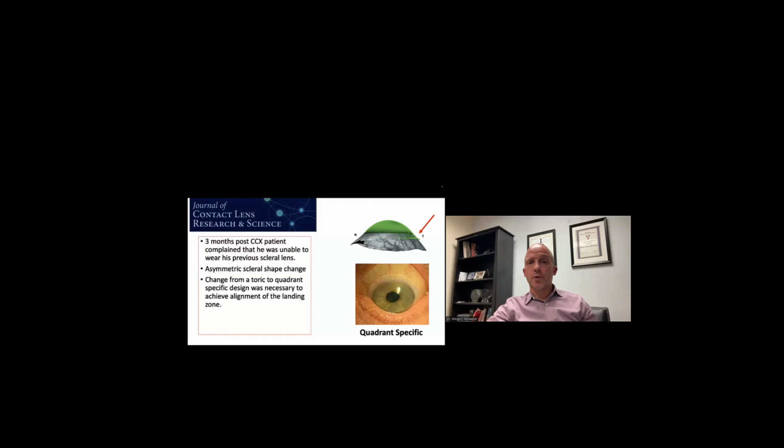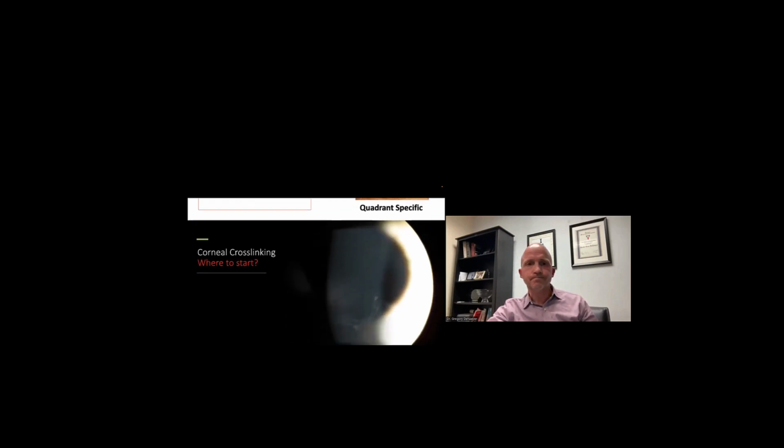But 3 months later, after the cross-linking, he called me up and said that he was unable to wear his contact lens anymore. It was irritating for his eye. Well, we had corneal scleral topography measurements before and after. And what we determined was that he had, after cross-linking, a significant asymmetric scleral shape change. And so in order to get him successfully wearing a scleral contact lens, we had to switch the landing zone design from a toric landing zone to a quadrant specific lens. And now he, again, over years of time, is successful and stable.